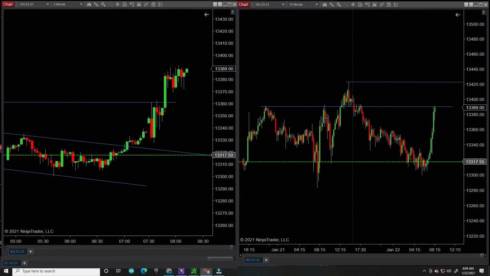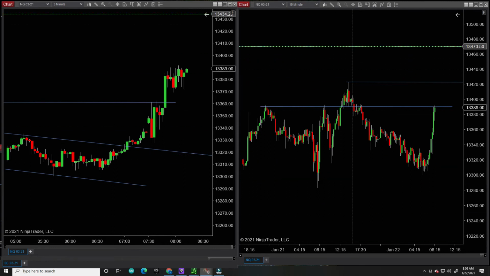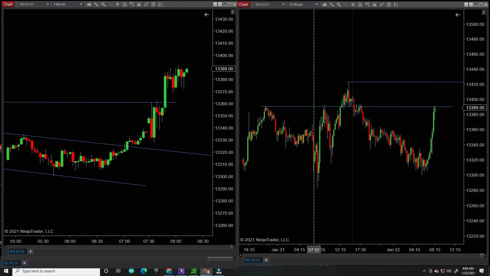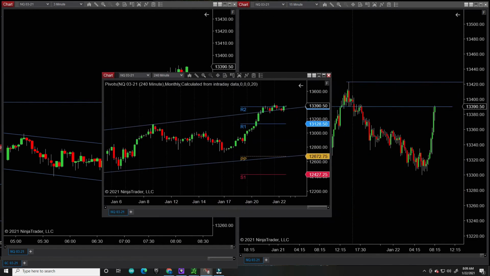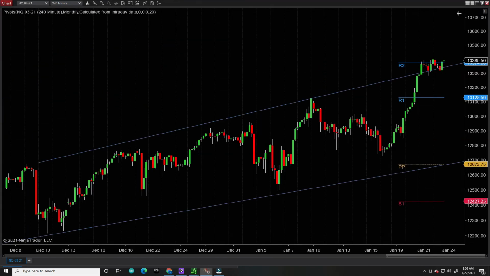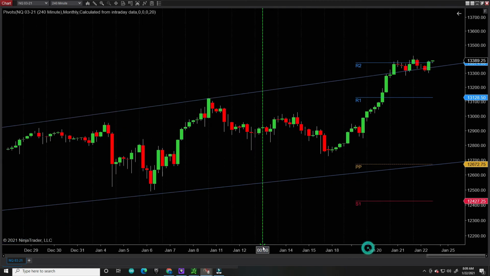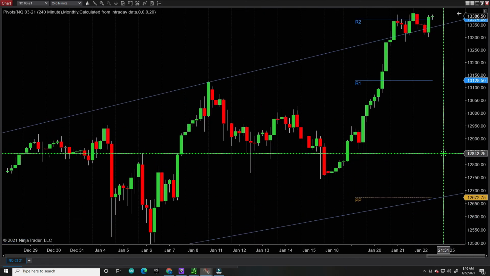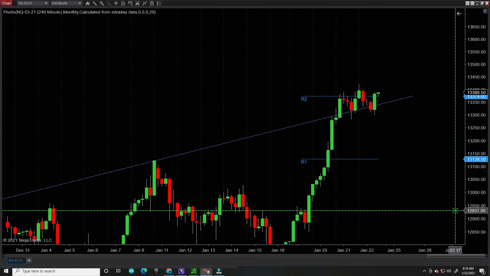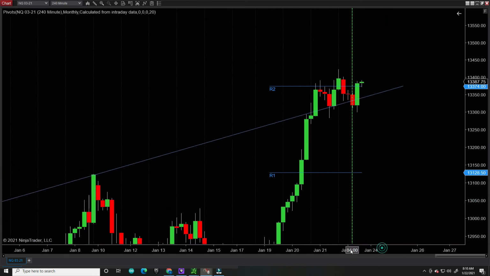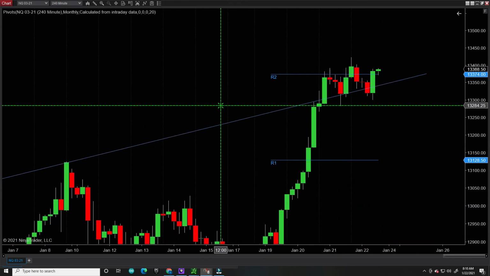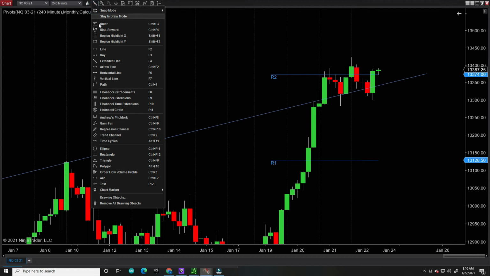Okay, other thing that I'll show you here is this is a 4-hour chart. A 4-hour chart is good to use sometimes when you're trying to get a beat on things and you're not getting clarity. Sometimes a 4-hour chart will help.